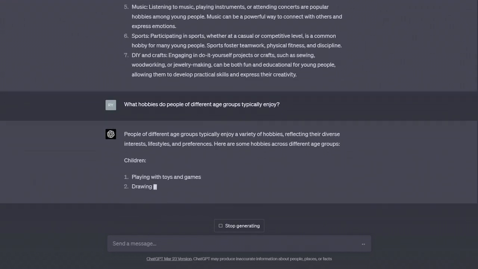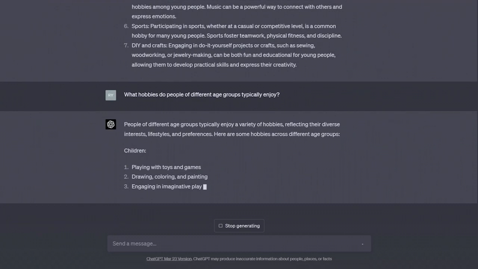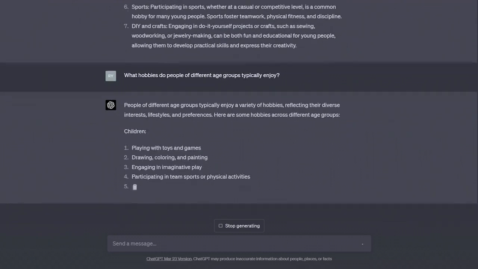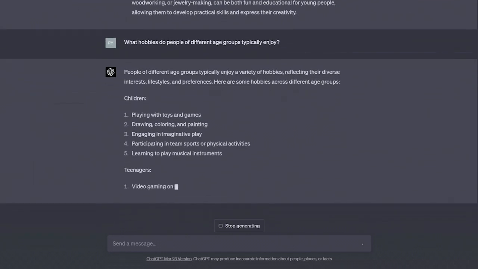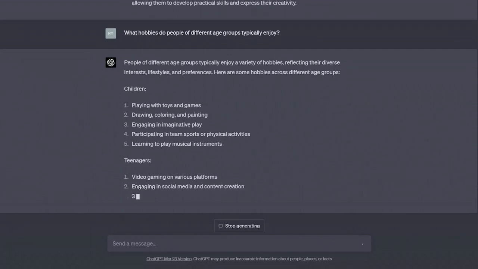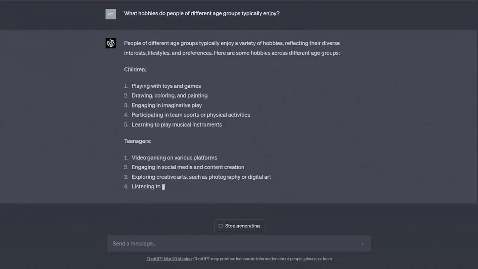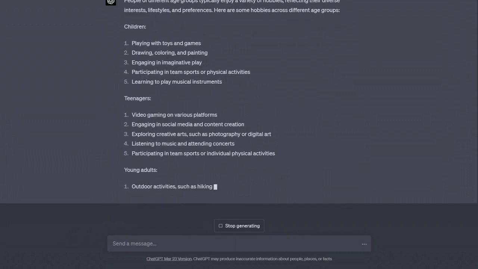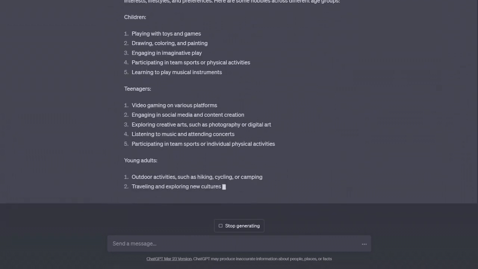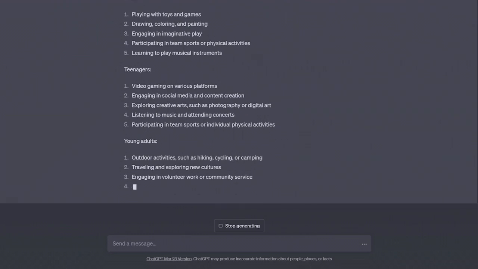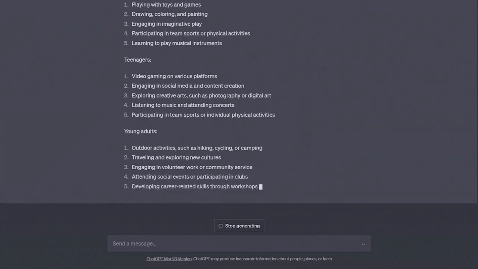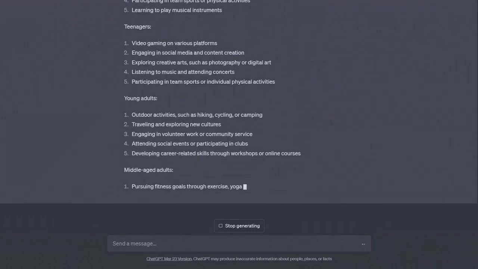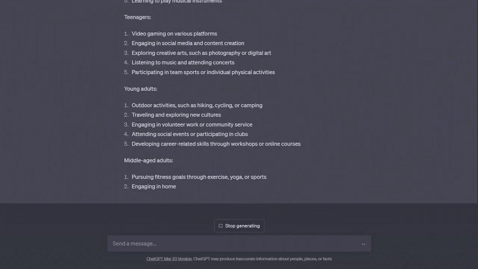When we modify the prompt to be more inclusive, we encourage the language model to generate responses that consider the interests and hobbies of people from various age groups. This helps to avoid reinforcing age bias by not limiting the discussion to just one demographic, such as today's youth. By asking what hobbies do people of different age groups typically enjoy, we prompt the AI to produce a broader and more diverse list of hobbies.